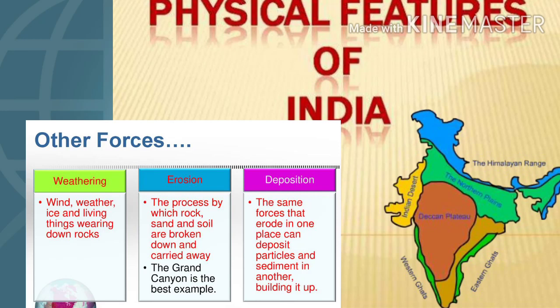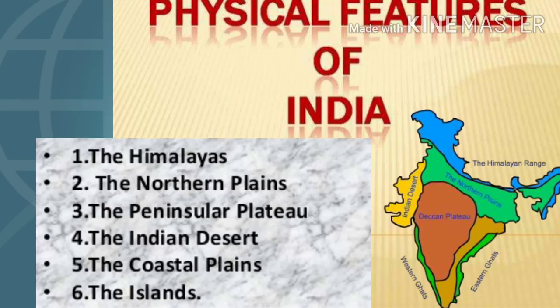Here we can divide the physical divisions of India into six parts. Number 1, the Himalayas. Number 2, the northern plains. Number 3, the peninsular plateaus. Number 4, the Indian desert. Number 5, the coastal plains. And number 6, the islands.